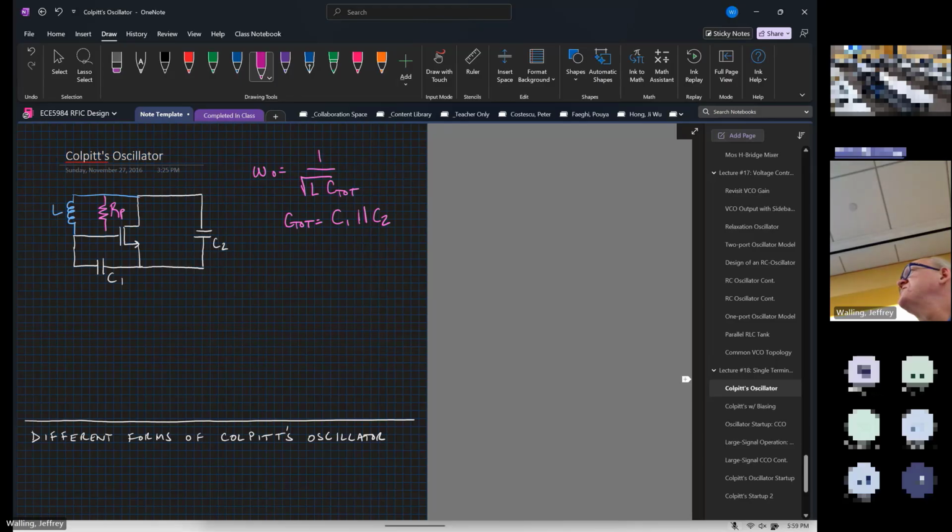C total is C1 in series with C2. When I'm adding capacitors, I use the parallel sign just to make sure we know that we're adding them as capacitors in series. But that's just my crazy notation. Those two capacitors are in series, so they're adding as 1 over Z.